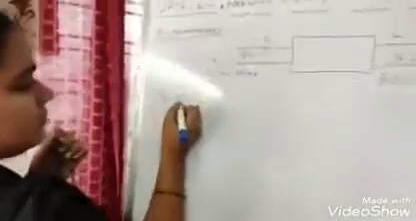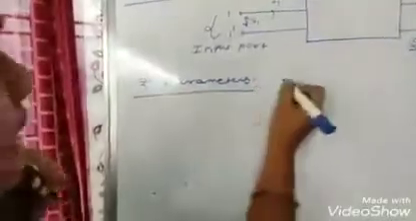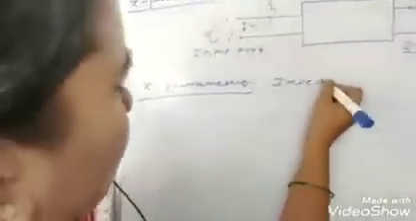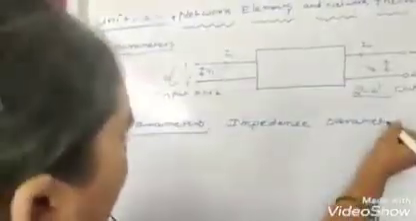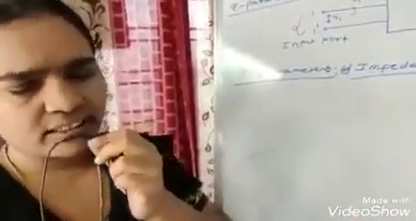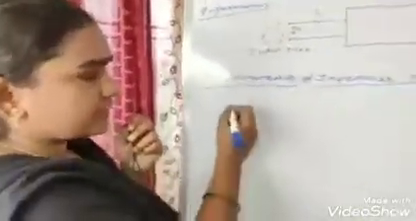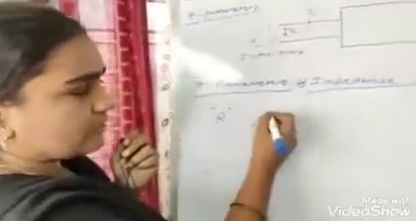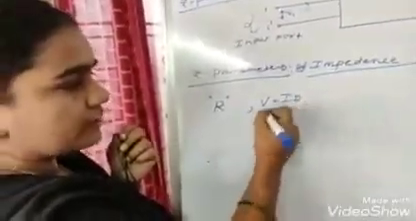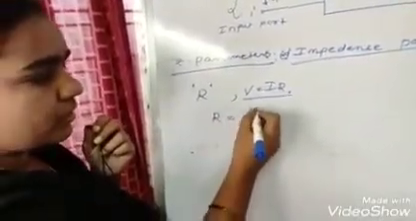First one is the Z parameters, also called the impedance parameters. Here we should know what is meant by impedance. Already we have discussed resistance many times. Resistance is represented by R. According to Ohm's law, at constant temperature, V is equal to IR. This is Ohm's law. According to this formula, R is equal to V by I.